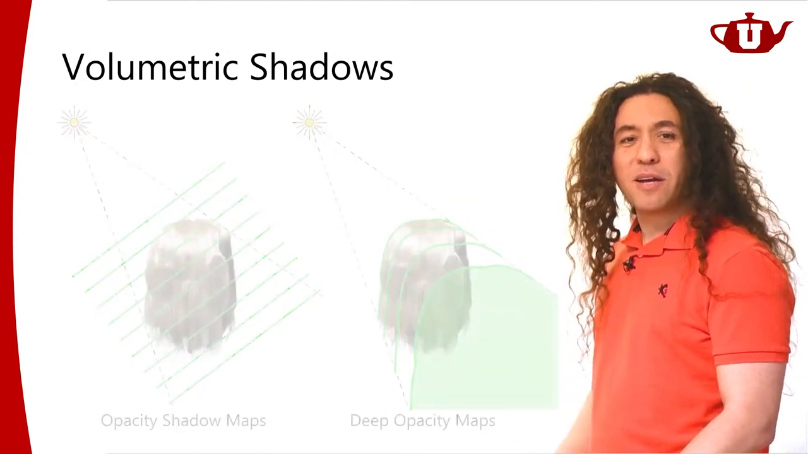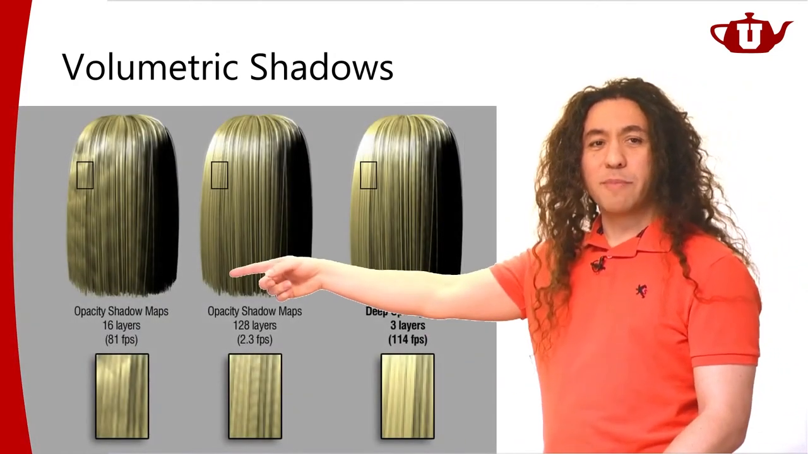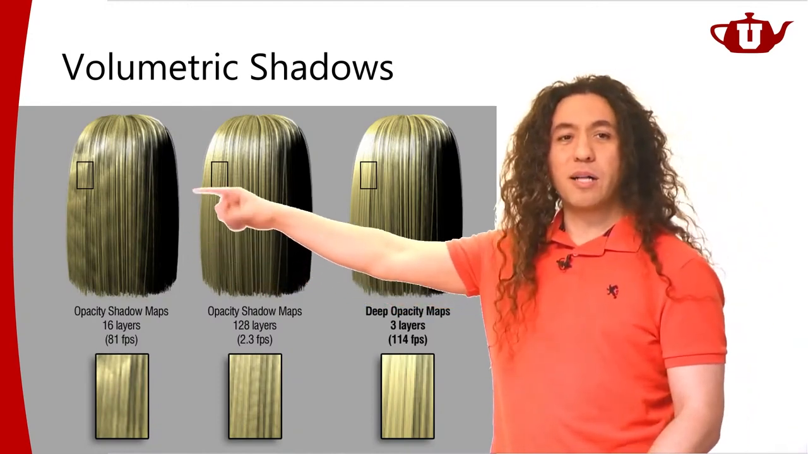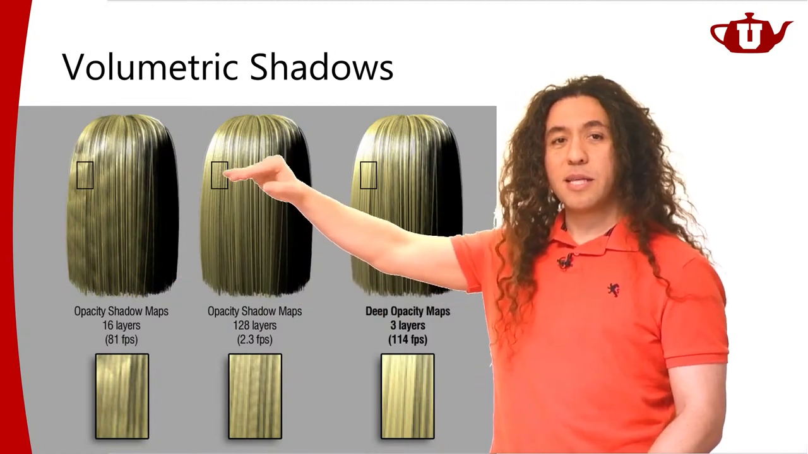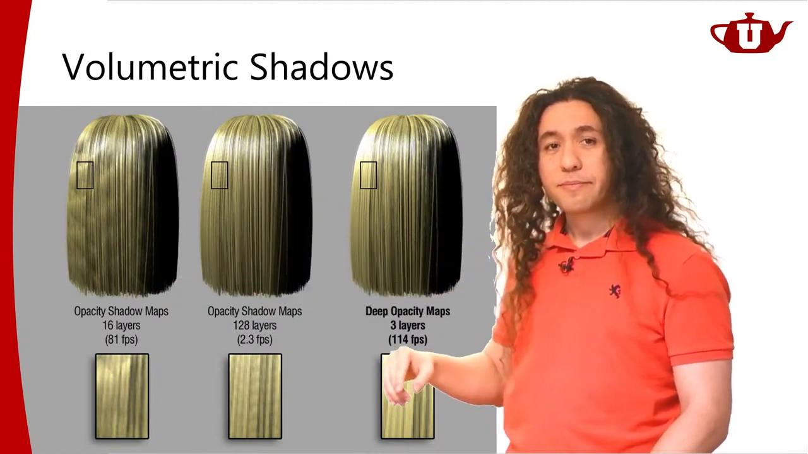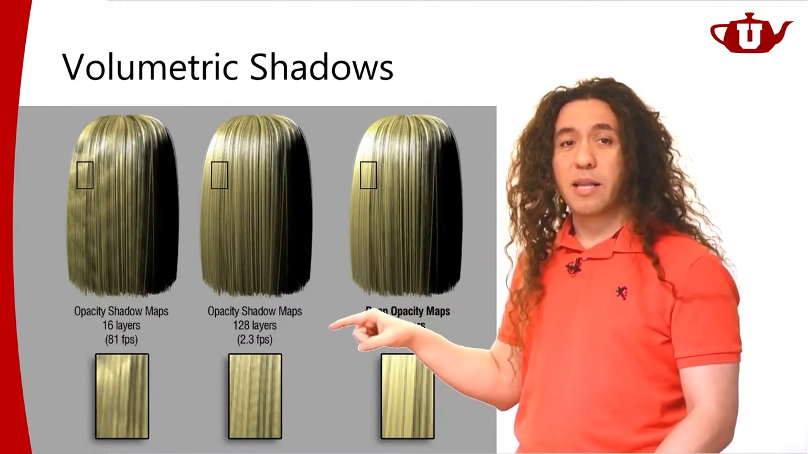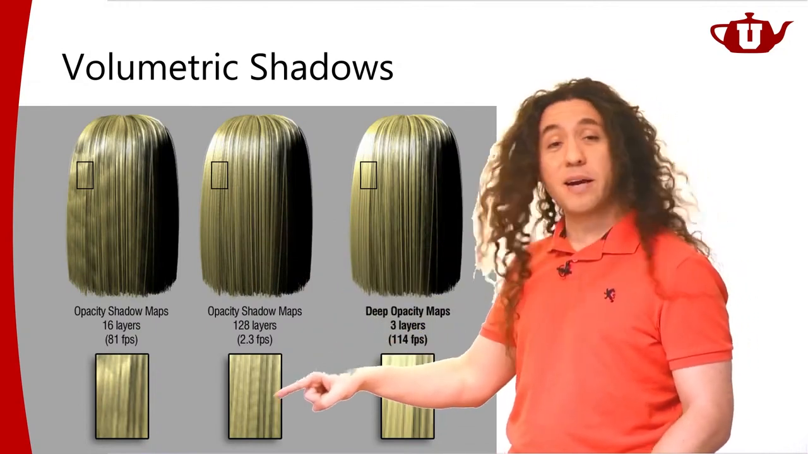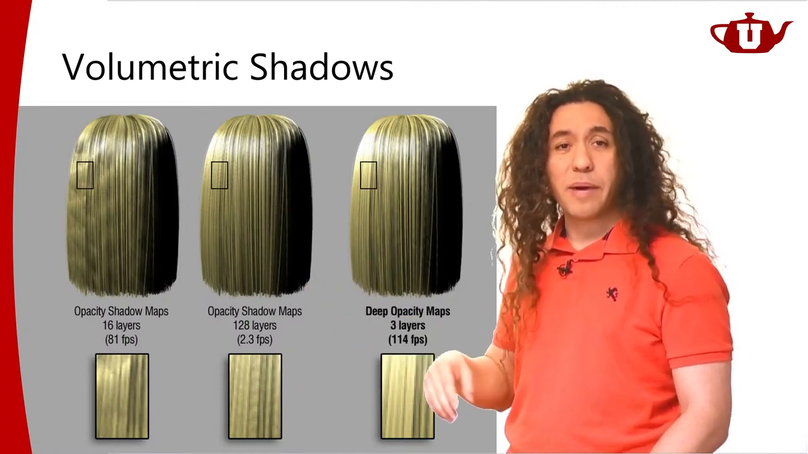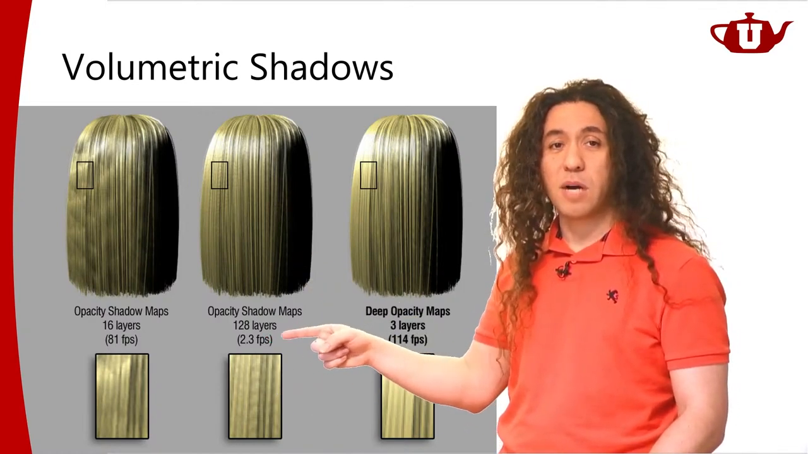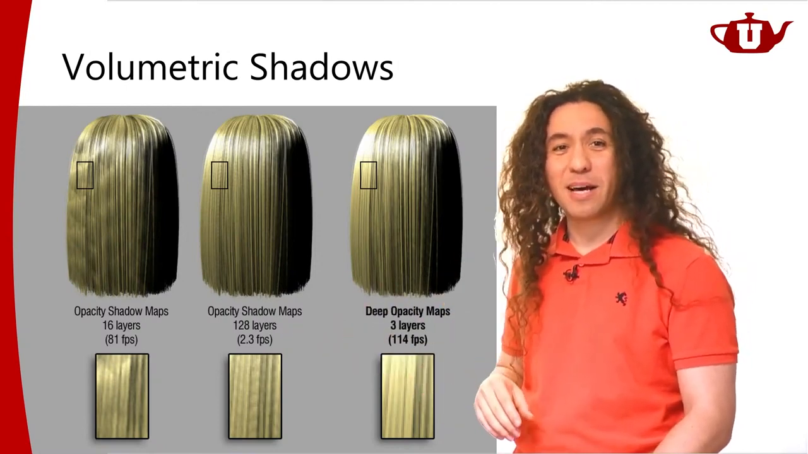So if you compare these two, with opacity shadow maps, you need to have multiple layers. If you don't have enough layers, like 16 layers, you see these layering artifacts because of the interpolation between different layers. If you have a lot of layers, well, you still have layering artifacts. If you zoom in, you can see them. But it looks quite a bit better. But of course, it becomes much slower, right? Because you need to deal with a lot more data.